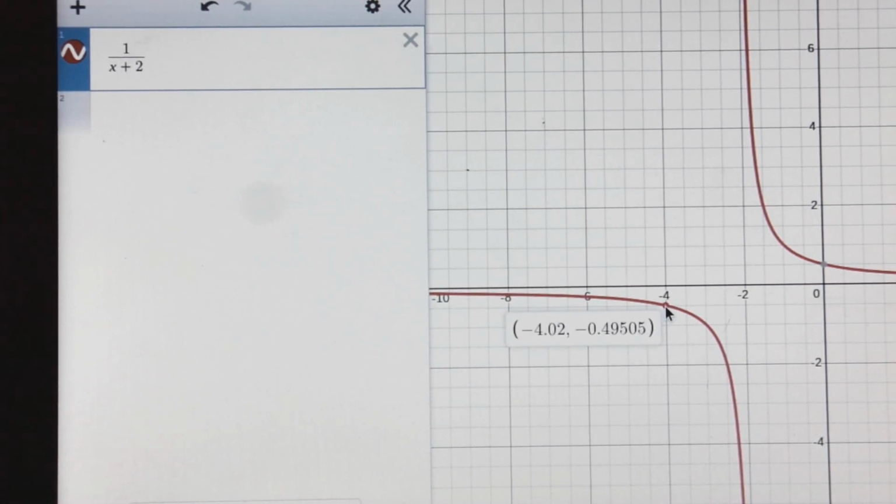Okay, I'm going to go for... Well, that one's not bad. I'm going to go -4 and -0.5. And then I think I'm going to go all the way down here. What's this guy?